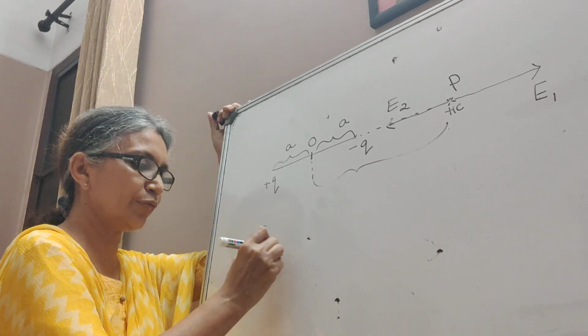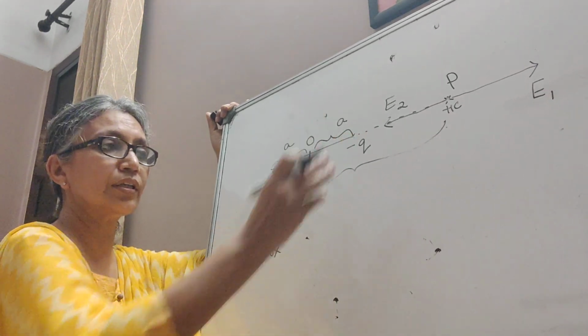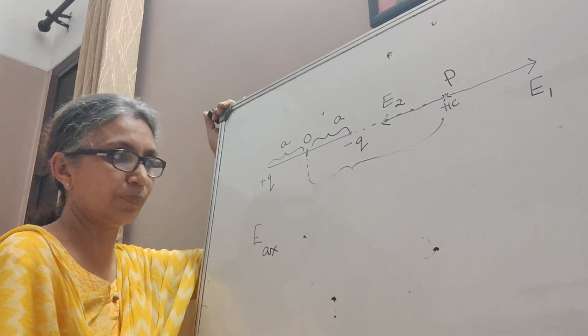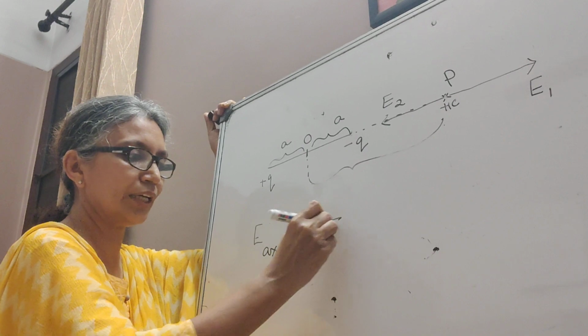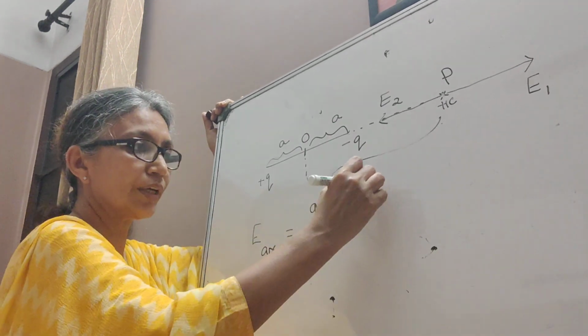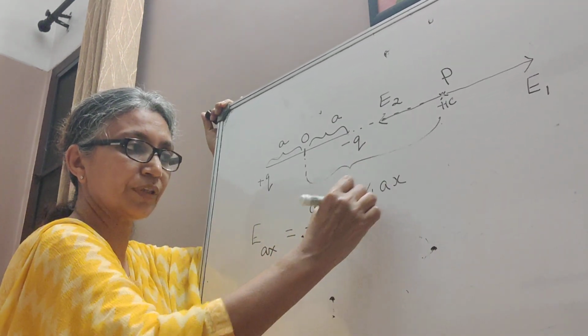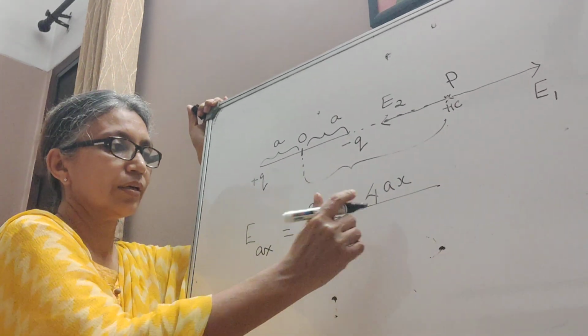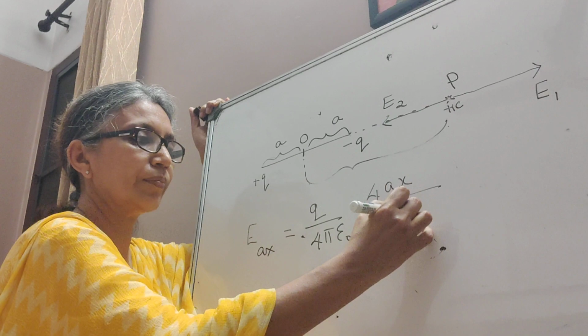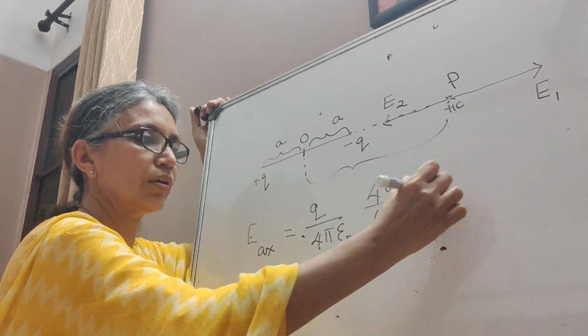as the axial field, because we are finding the electric field along the axis of the electric dipole. So this will be Q by 4 pi epsilon 0. We had a 4ax. If you look into your notebook, the previous step is 2ax plus 2x by x square minus a square the whole square.